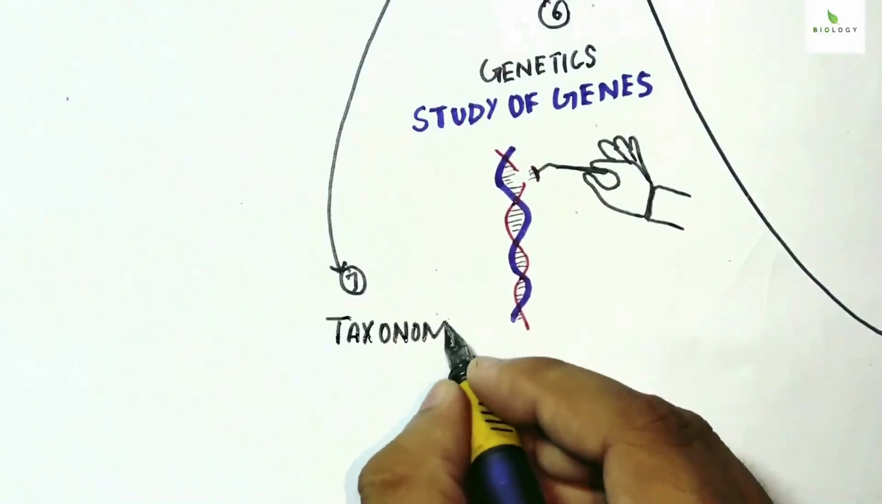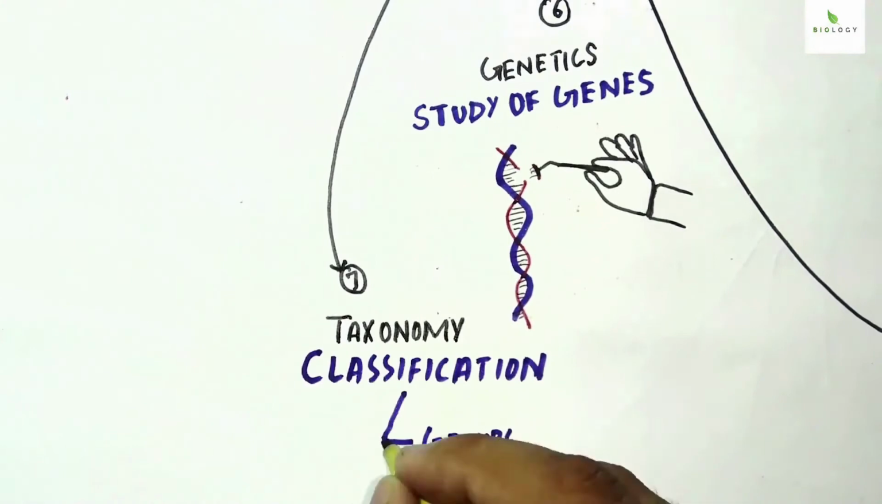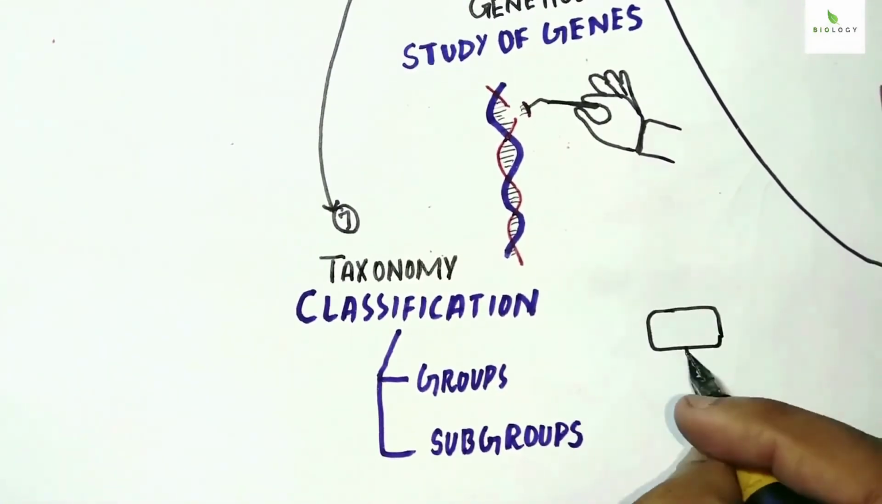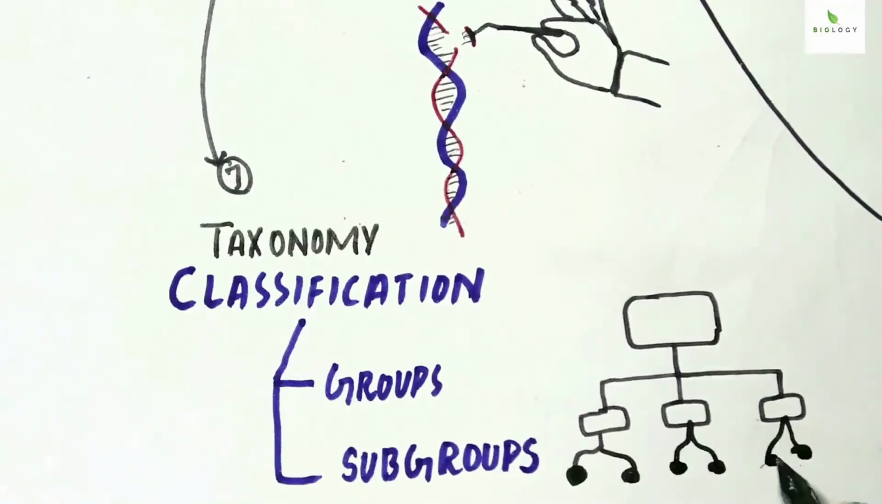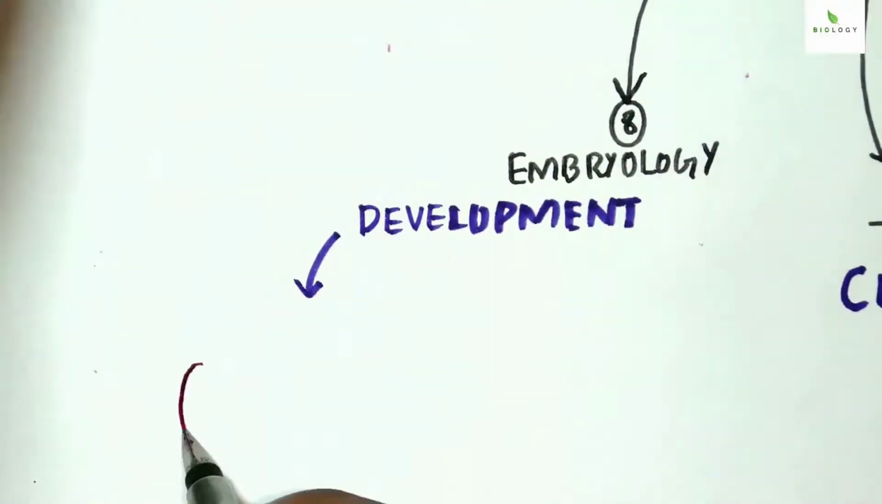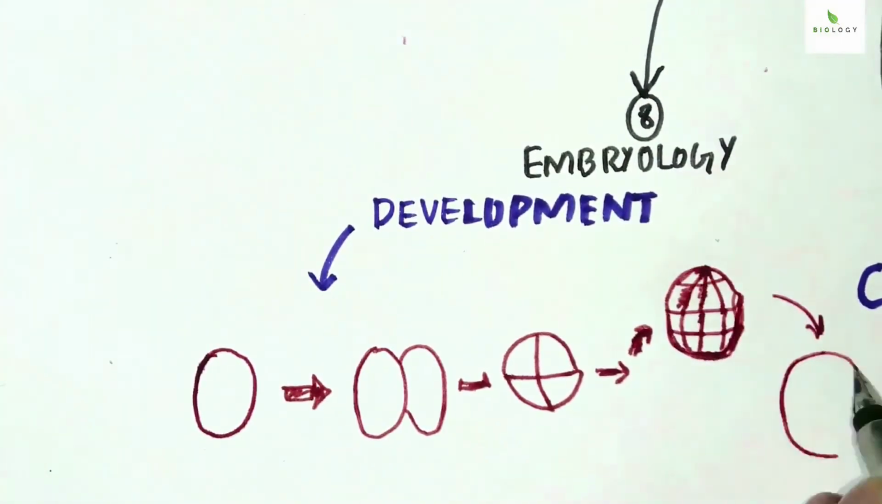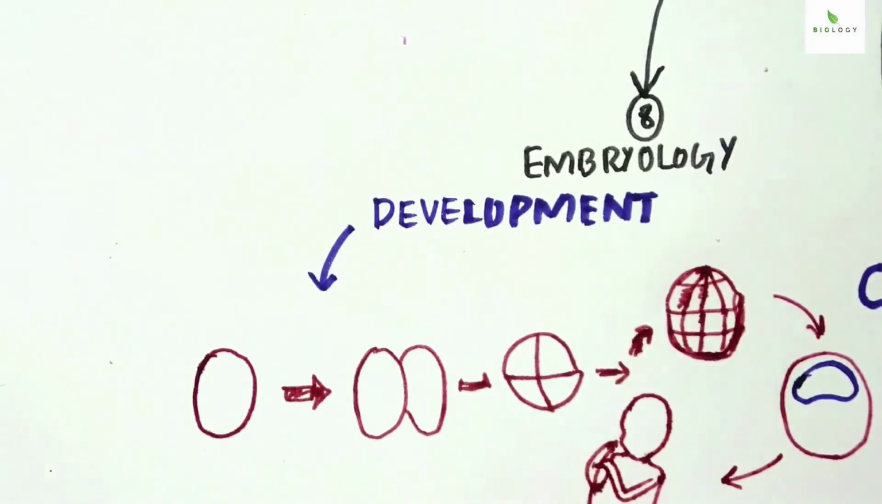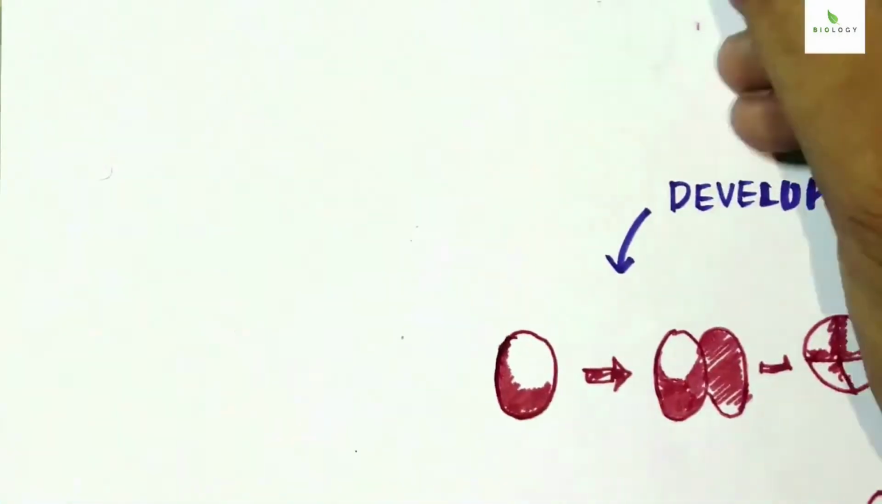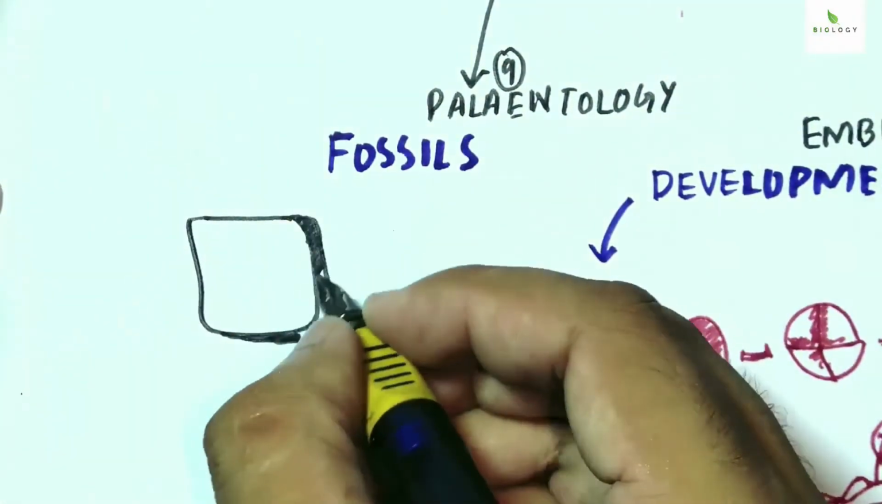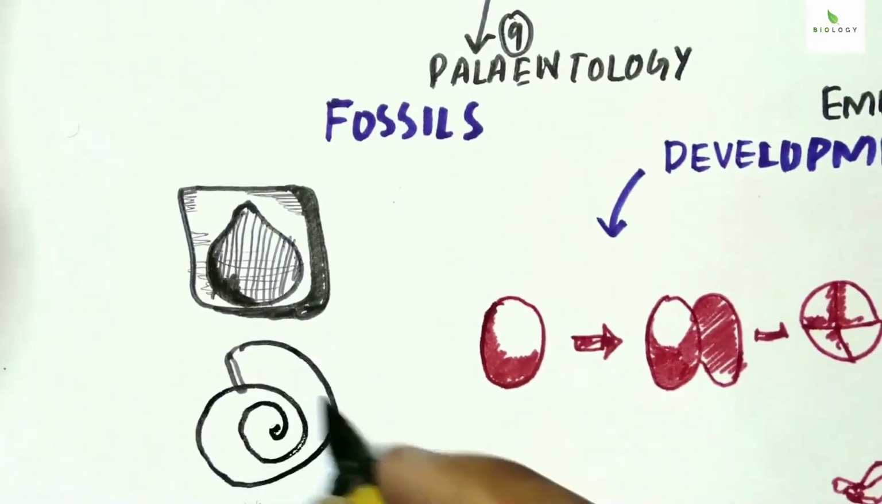Taxonomy. Taxonomy is the study of the naming and classification of the organisms into groups and subgroups. In this branch of biology, we study that how an embryo develops into a new individual. Paleontology. It is the study of fossils, which are the remains of extinct organisms.